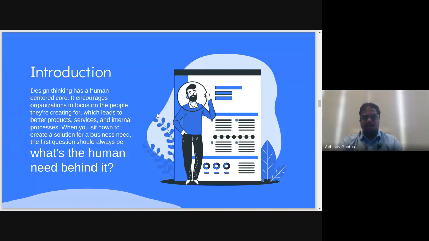I'll read out this particular statement. Design thinking has a human-centered core. It encourages organizations or individuals to focus on the people or users they're creating for, which leads to better products, services, and internal processes. Also, you might not like how your attendance system is going, or you might not like how your curriculum is going, right? There is a problem because students are the people whom you're designing that process for. You have to keep them in between when you're designing certain things.